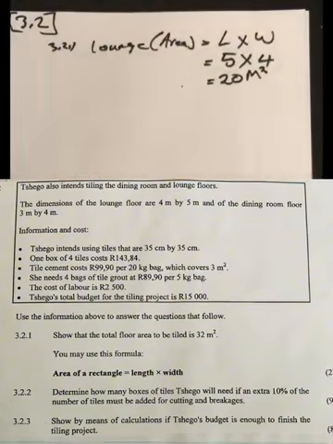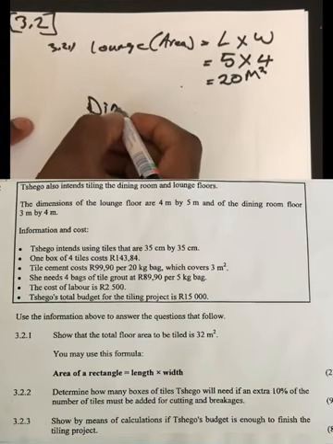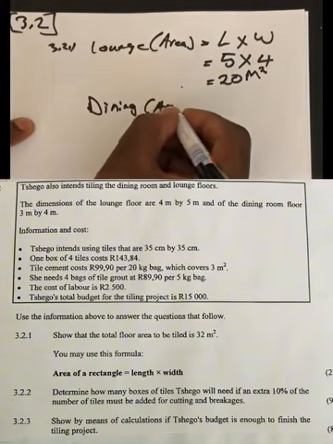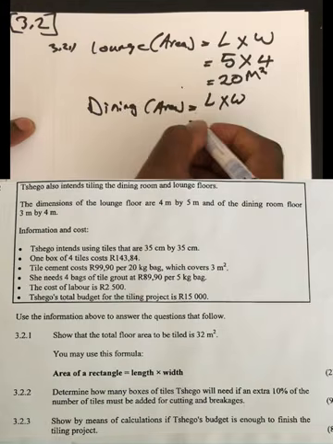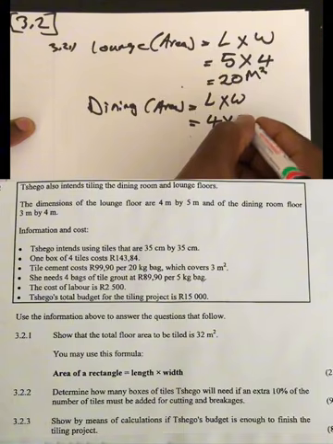Then the other one is the dining. Dining, the area, length multiplied by width again. And then if you look at the dimensions of the dining, we know that we're going to have 4 multiplied by 3.